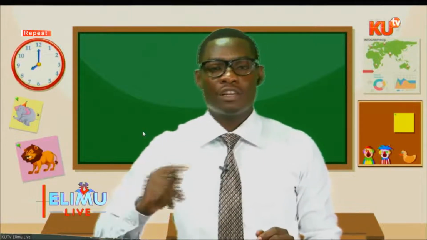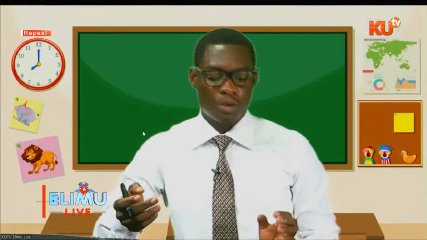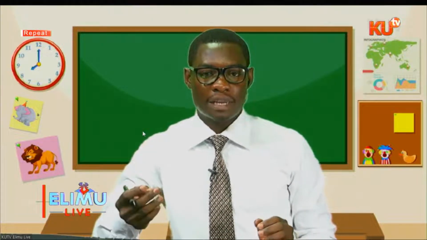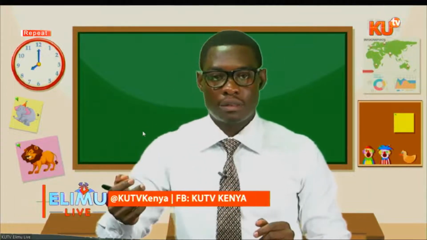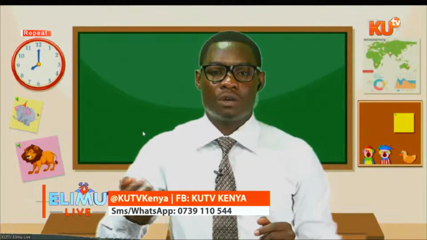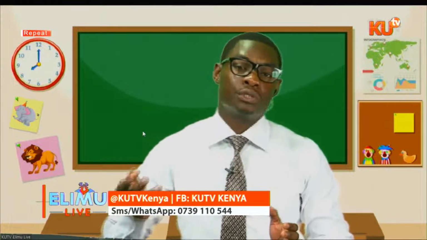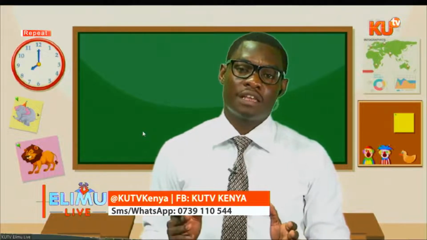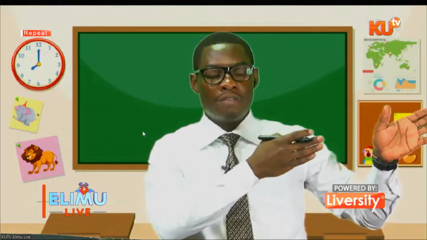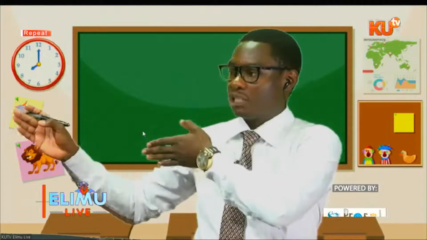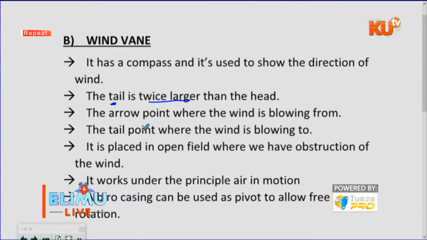Then, to allow free rotation, if it is a constructed wind vane at your school, we can use a biro casing. The biro casing can act as a pivot to enable free rotation, because the wind vane has to rotate depending on the direction of the wind. Wind has no specific direction where it blows from or to, so because it keeps on changing, the wind vane should be able to rotate. When the wind blows from this direction, the arrow of the wind vane will point that direction. So that is about a wind vane.